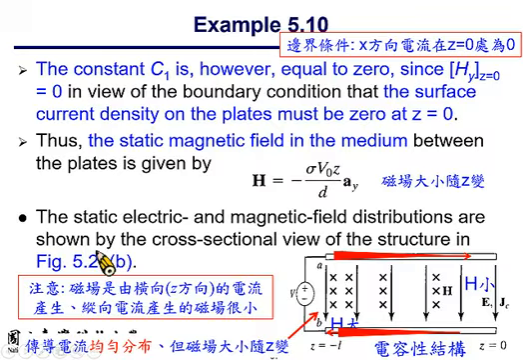The constant C1 equals 0 because Hy at Z equals 0 equals 0, in view of the boundary condition that the surface current density on the plates must become 0 at Z equals 0.